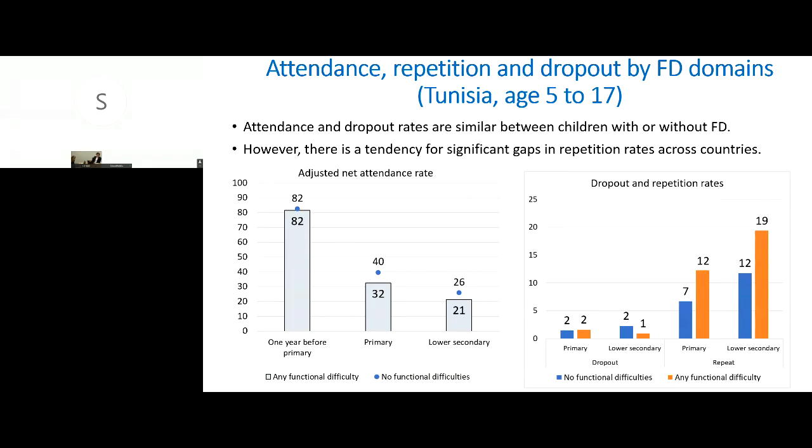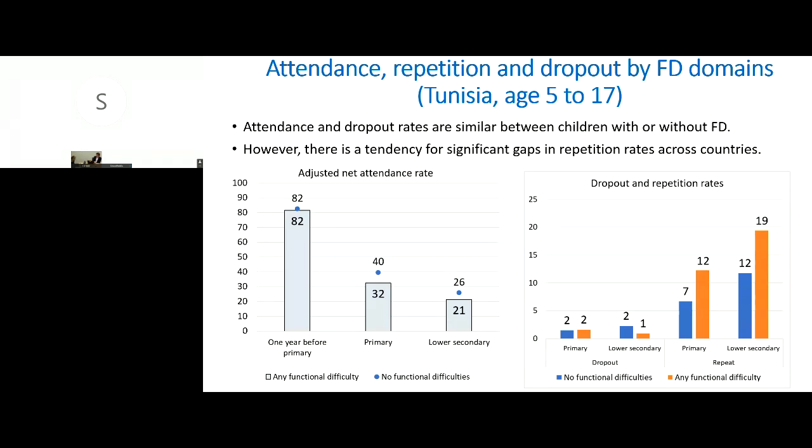And here I'm showing two graphs. The graph on your left-hand side shows the adjusted net attendance rate of children with and without functional difficulties. The bar represents the adjusted net attendance rate of children with any functional difficulty. And the dot represents the adjusted net attendance rate of children without functional difficulties. So when it comes to 1 year before primary, which is the last grade of ECE or pre-primary education, which is the 4.2.2 global indicator, there is no difference.